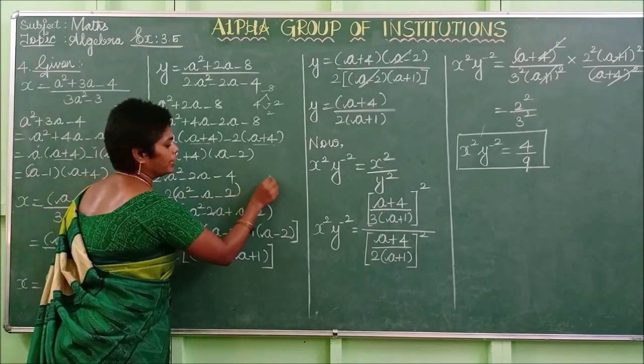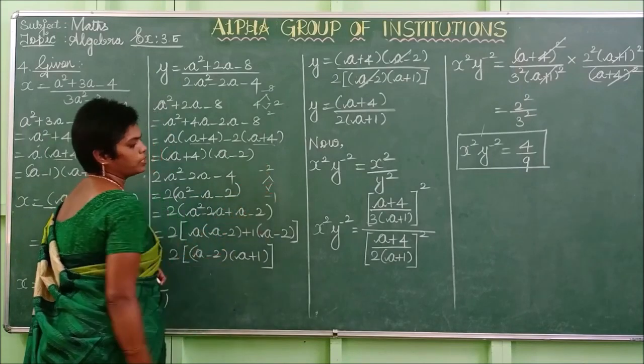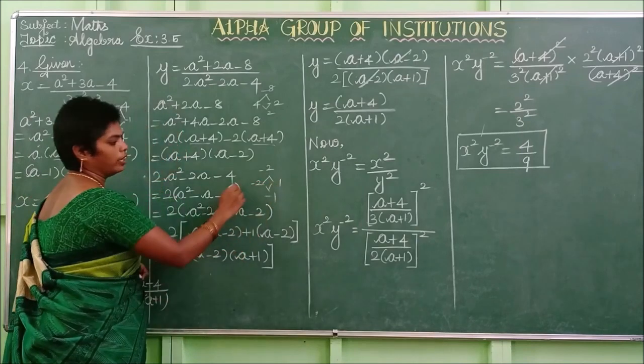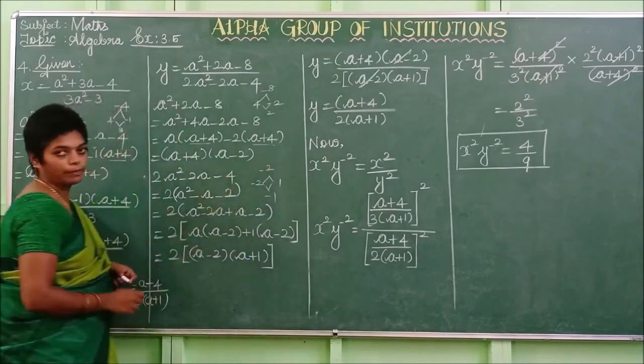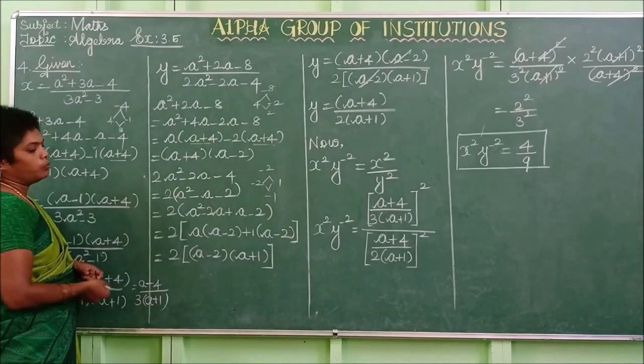Now if you multiply any two numbers, you will get the value minus 2. If you add any two numbers, you will get the value minus 1. That is minus 2 and 1. If you multiply these two numbers, you get minus 2. If you subtract them, you will get minus 1.